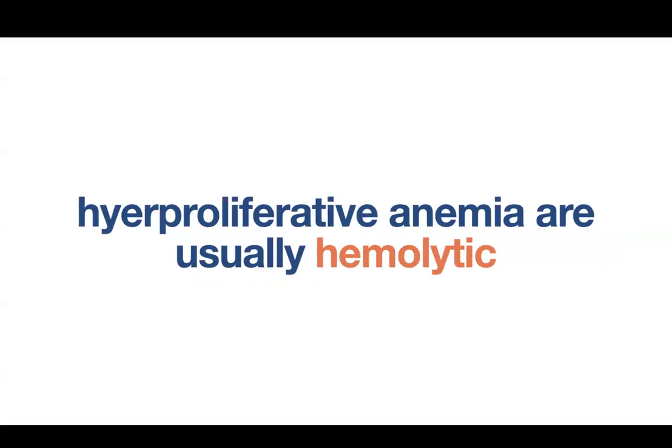Hyperproliferative anemias usually are hemolytic, things like sickle cell anemia, hereditary spherocytosis, G6PD deficiency, all these things that you're going to take a lot in biochemistry. So these are usually hyperproliferative. The body is trying to compensate for the hemolysis by increasing the amount of RBCs.